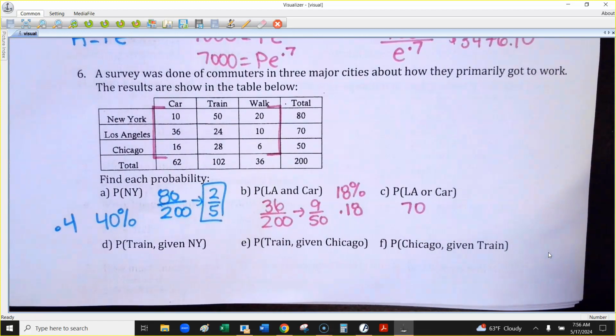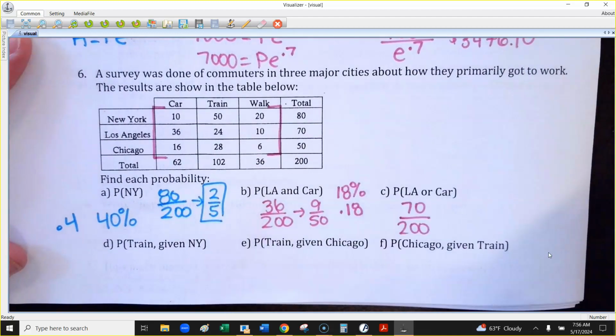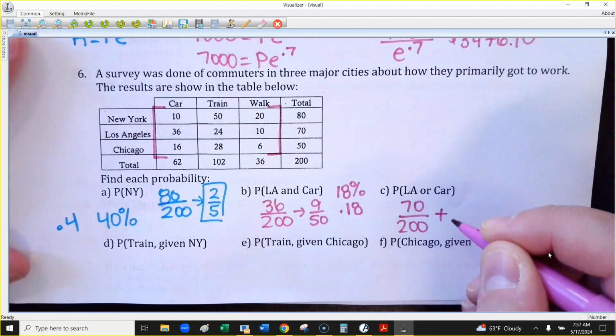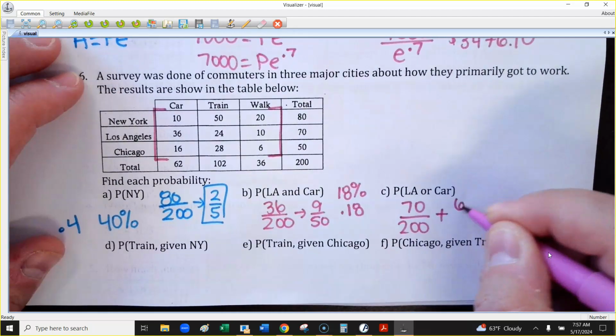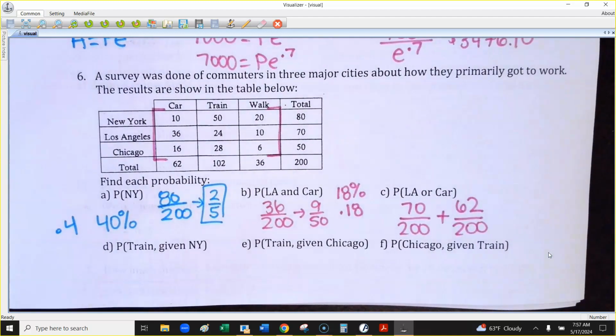Okay, so we need those people. Okay, so 70. We don't want to put this over 200 quite yet. Or this could be part of it. So 70 out of 200 are from LA, right? Go ahead. Okay, so then you have 62 people out of 200 that are driving a car. Now, do I need to do anything else with that? Yeah.